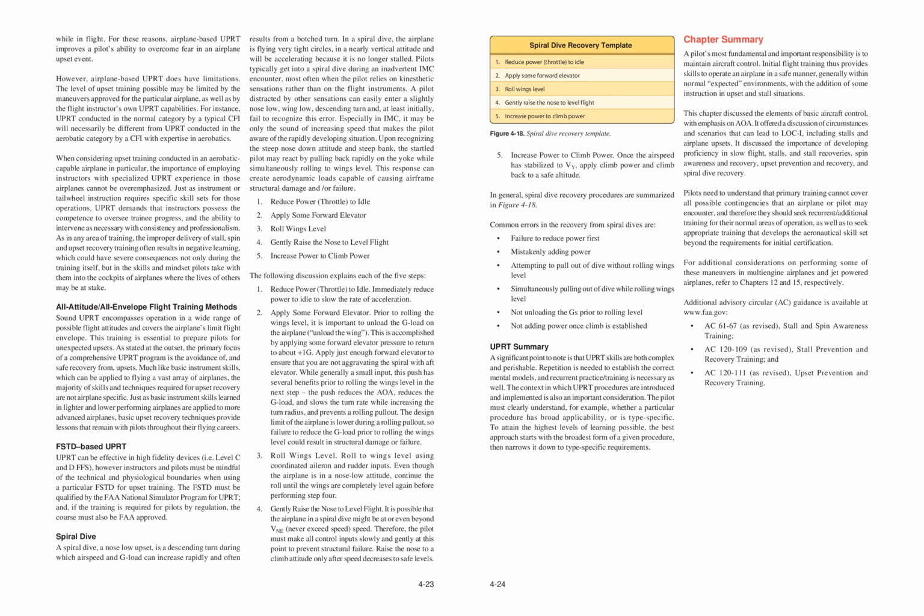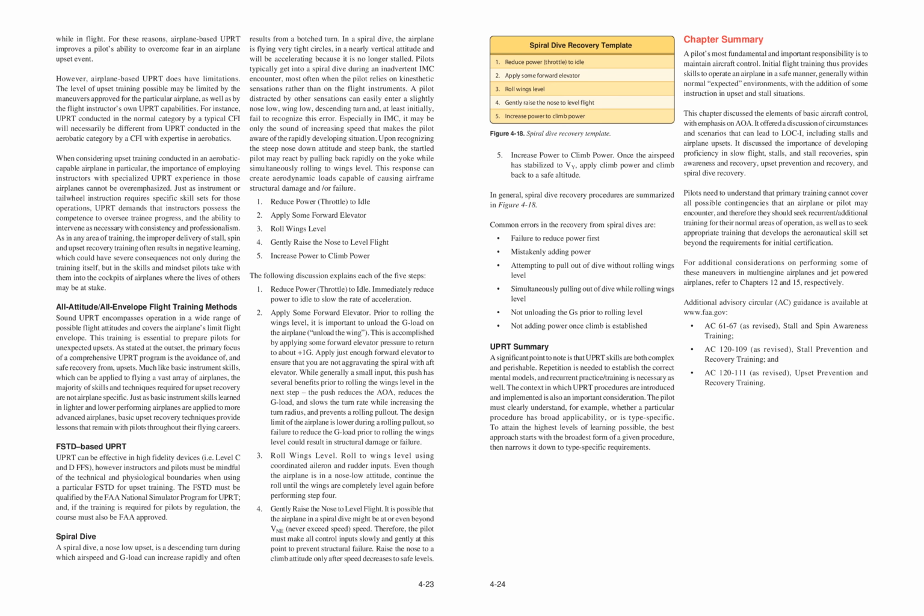All attitude/all envelope flight training methods. Sound UPRT encompasses operation in a wide range of possible flight attitudes and covers the airplane's limit flight envelope. This training is essential to prepare pilots for unexpected upsets. As stated at the outset, the primary focus of a comprehensive UPRT program is the avoidance of, and safe recovery from, upsets. Much like basic instrument skills, which can be applied to flying a vast array of airplanes, the majority of skills and techniques required for upset recovery are not airplane-specific. Just as basic instrument skills learned in lighter and lower-performing airplanes are applied to more advanced airplanes, basic upset recovery techniques provide lessons that remain with pilots throughout their flying careers.